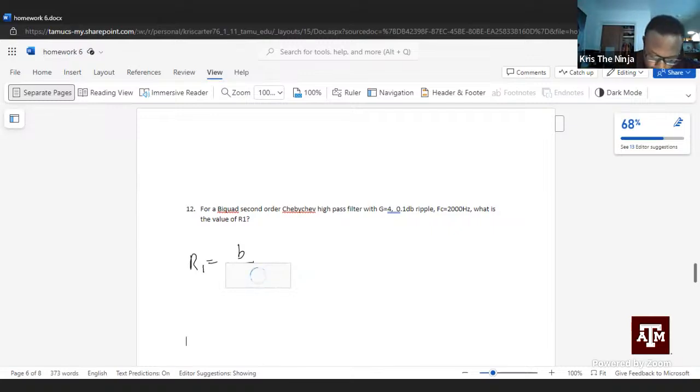So that's 5 nanofarads. With 5 nanofarads of capacitance, we just need to get the A and B values. So A for this filter, go back to the chart. A is 2.3723.